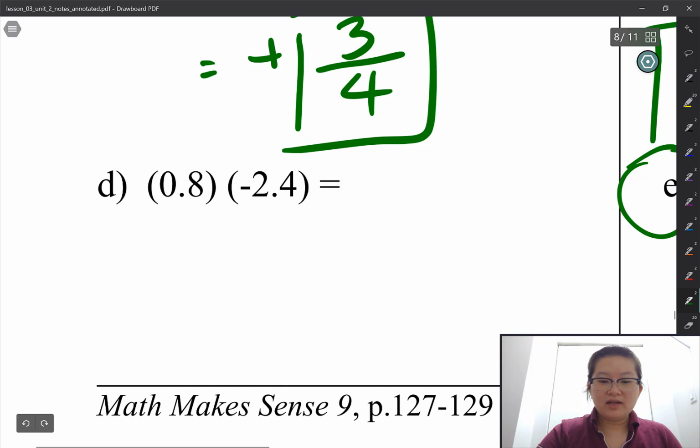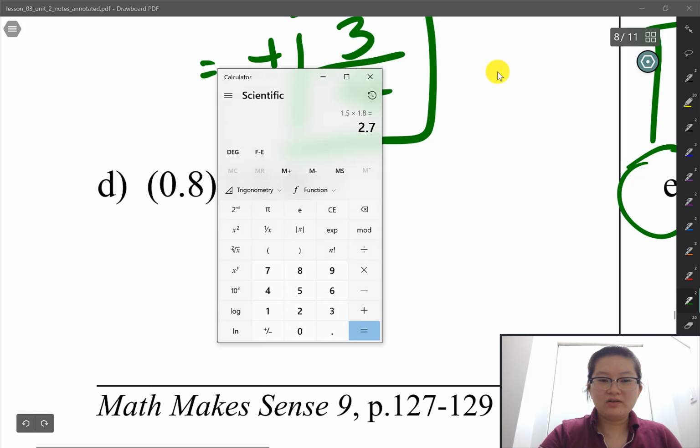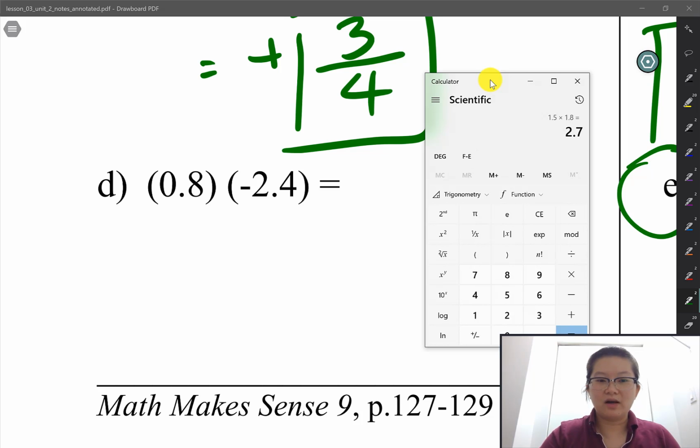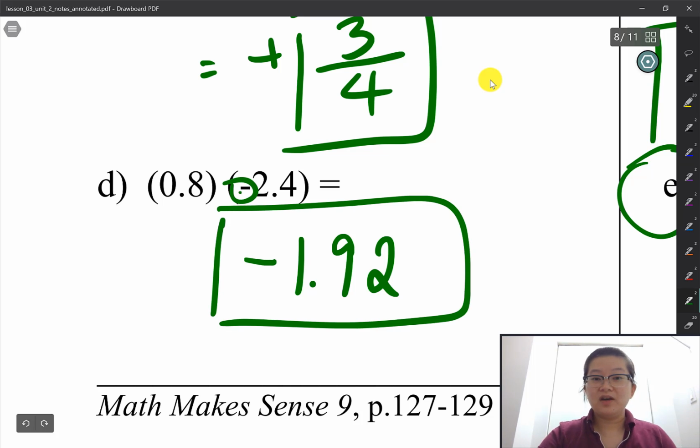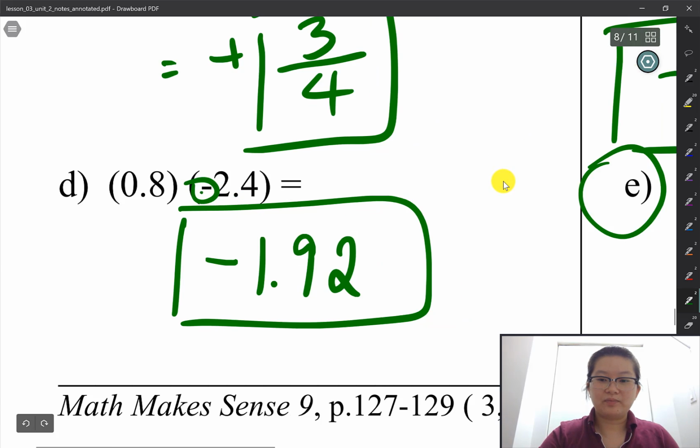Okay, since I am not going to require you to really do this out mentally, let's do this one on a calculator. 0.8 times 2.4. Notice I'm too lazy to put in the negative sign, but I know exactly if it goes in or not. So I'm going to get 1.92. I know this is going to be a negative number since I have one number that I'm multiplying that's going to be negative. Therefore, that is my answer.